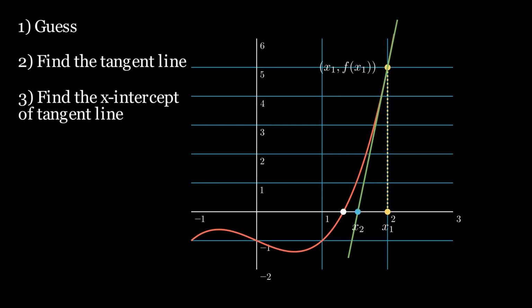Let's call the second guess x2, and repeat this process. Find the tangent line going through the point that corresponds to our second guess, and find its x-intercept, until you get an approximation that gets close enough to the actual answer. Now that we've covered the concept, let's get the formulas for steps 2 and 3.